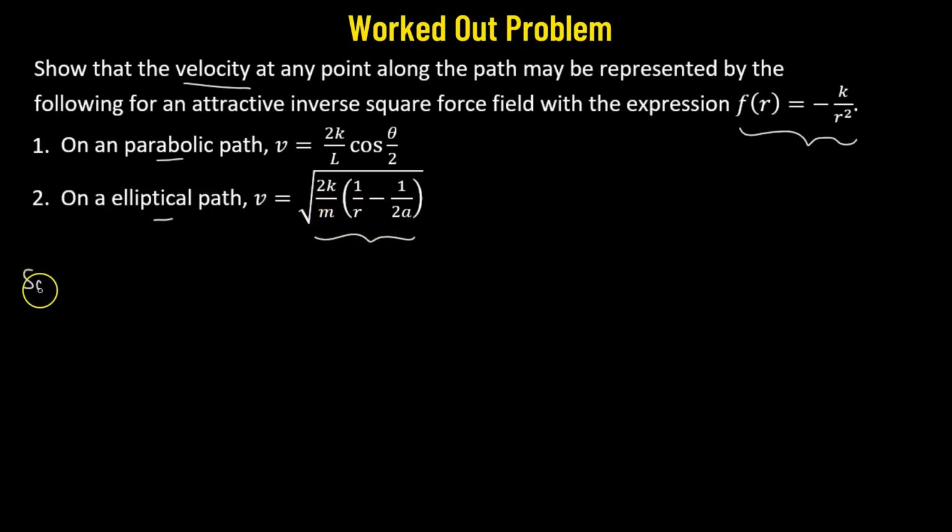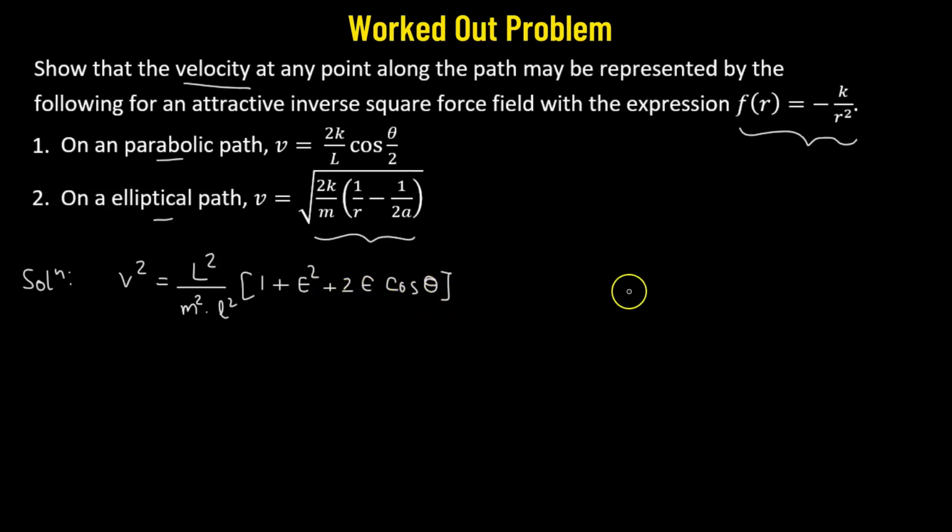So let us begin. We'll begin by first noting down the expression for velocity that we obtained. So v² was found to be equal to L² divided by m² times L², we have 1 plus ε² plus 2ε cosθ. Now for a parabolic path, we know that for a parabola, the ε value is exactly 1. So we'll substitute it here.